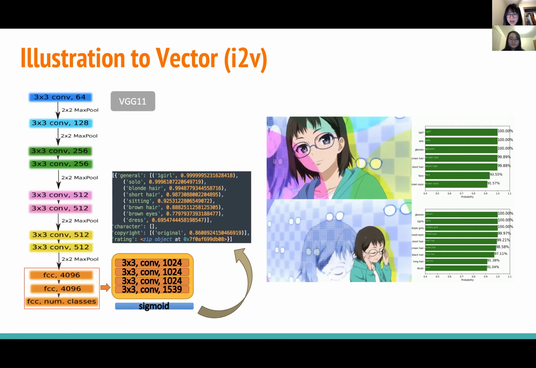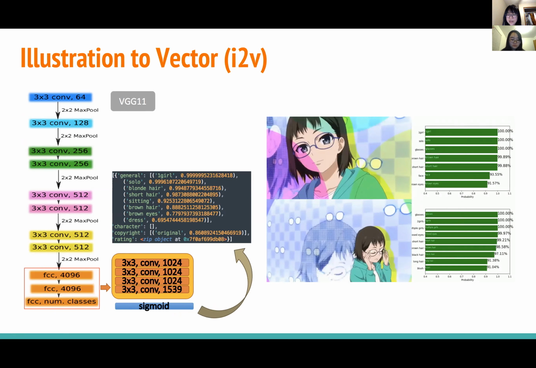Here are two selling points of this model. First, we replace 3 fully connected layers with 3 convolutional layers and a global average pooling layer. The reason for doing this is because most tags are based on local information, such as glasses, rather than global information. And using convolutional layers is better at capturing the local features.